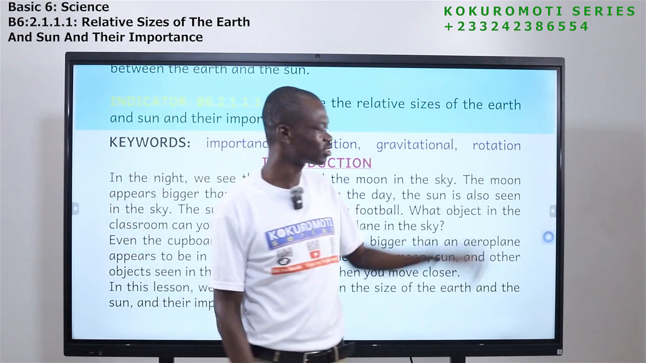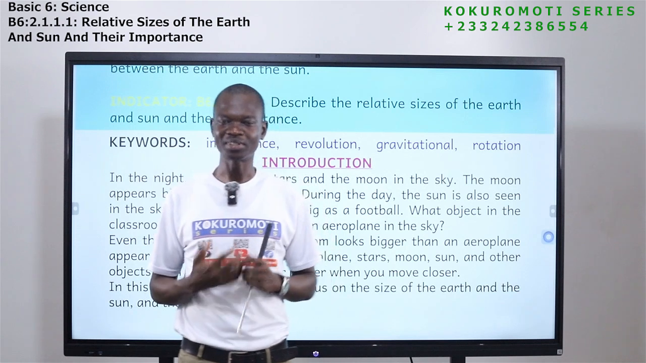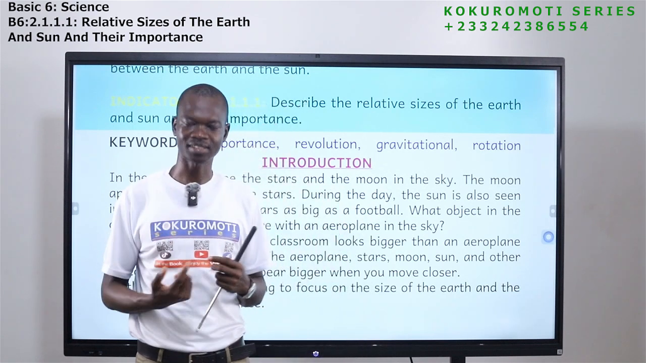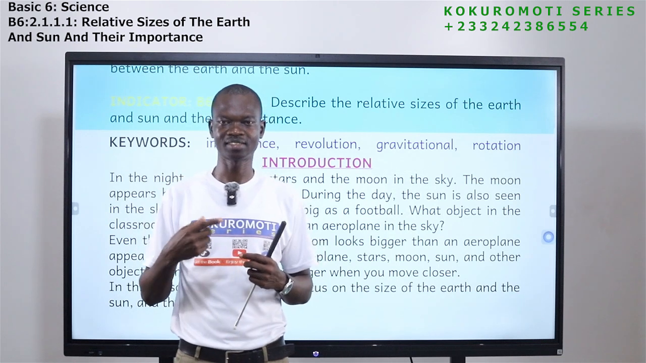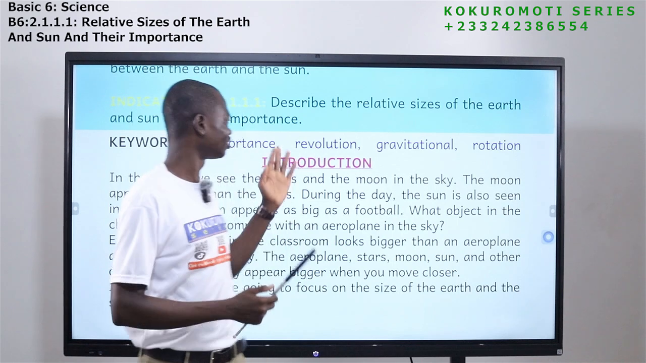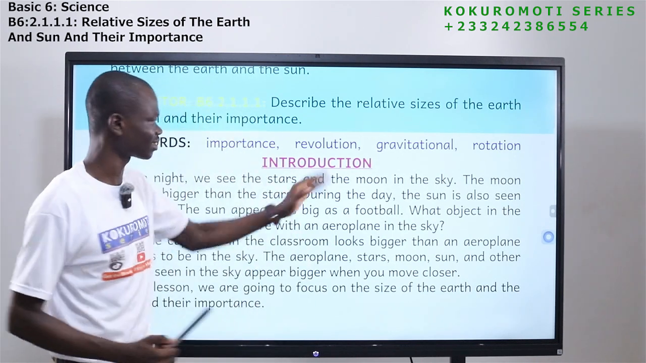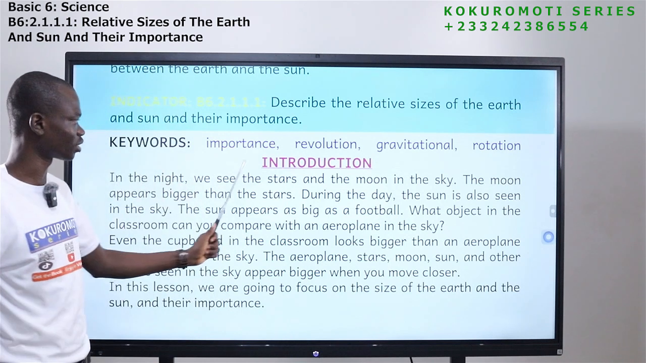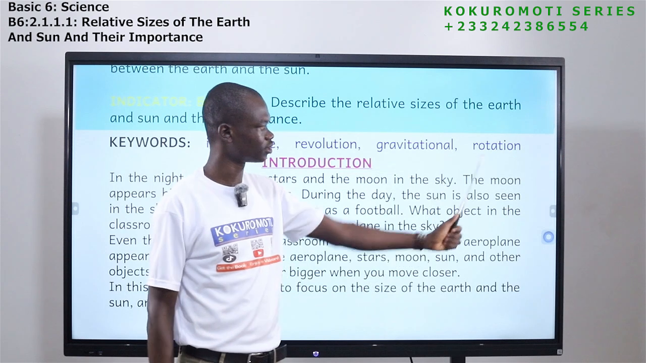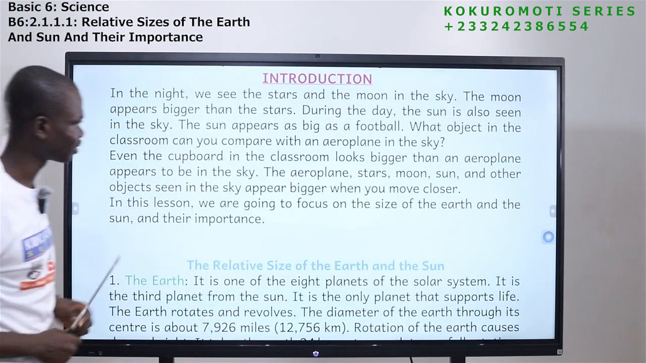The next word is rotation. Rotation is another process where the earth spins, it turns. Rotation of the earth brings about day and night, and revolution brings about changes in seasons. So these are the words. Let me take them once again: importance, revolution, gravitational, rotation.